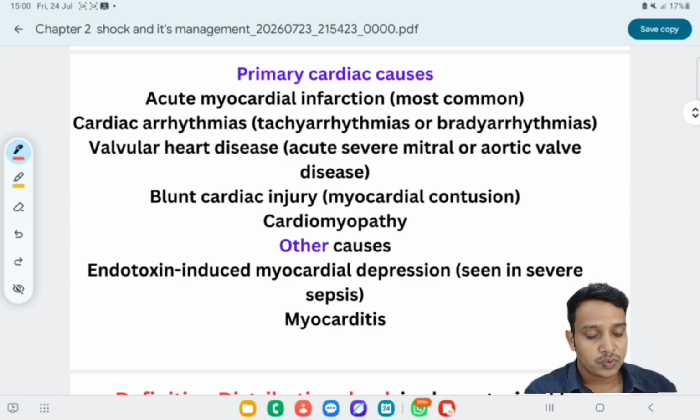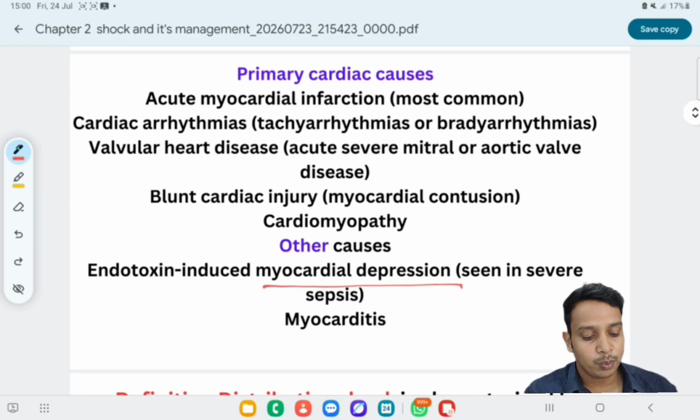But there are other causes which are not related to the heart, such as endotoxins. What will happen in case of severe septic shock? Endotoxins lead to myocardial depression, and also myocarditis due to autoimmune disorders. So these are the causes of cardiogenic shock.